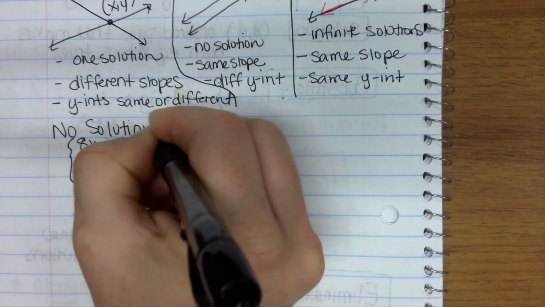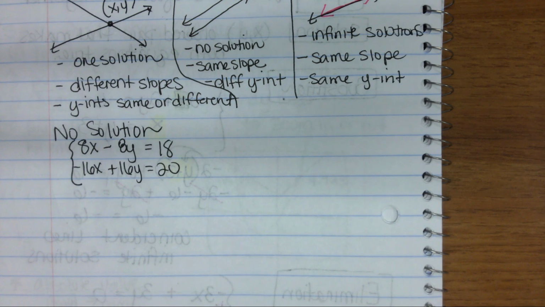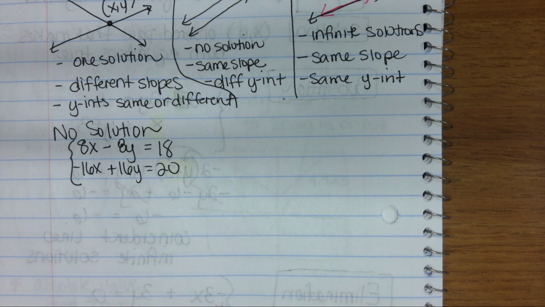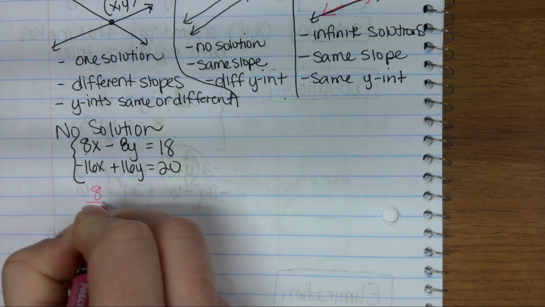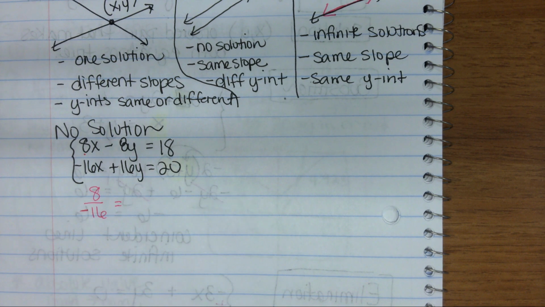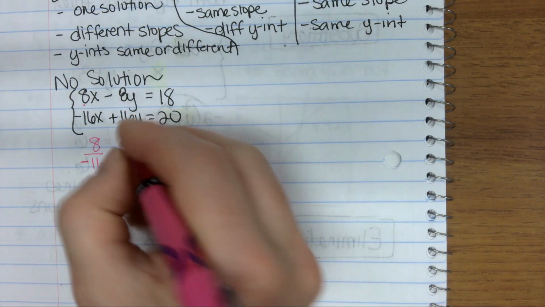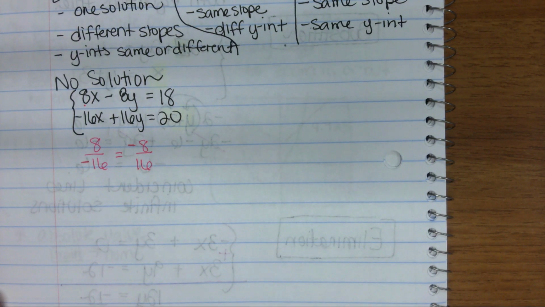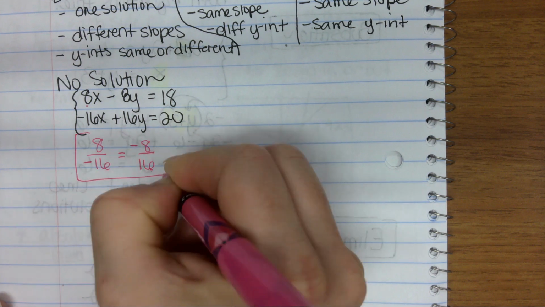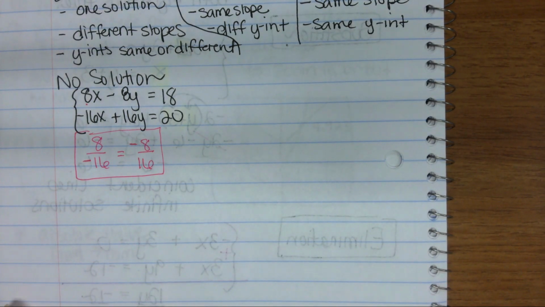Okay, so what I want to quickly show you is, we're not going to solve it. I want to show you that if they're the same line, the ratios of all the coefficients and the ratio of what's on the other side is the same. What I mean by that is this. If I would take this 8 and compare it to negative 16, that's the same as this negative 8 compared to this. Those are the same, aren't they? If you reduce them, wouldn't you get both negative 1/2?